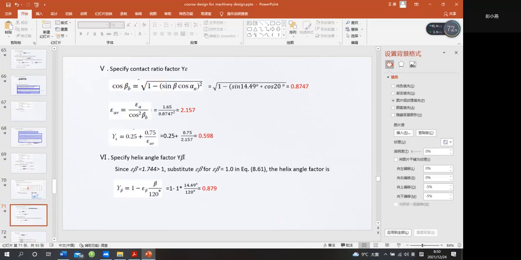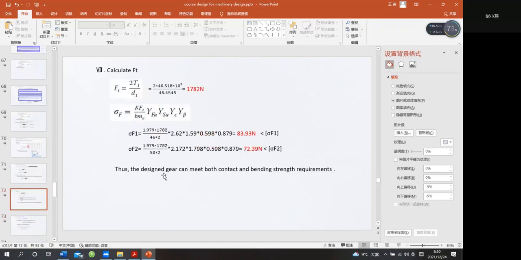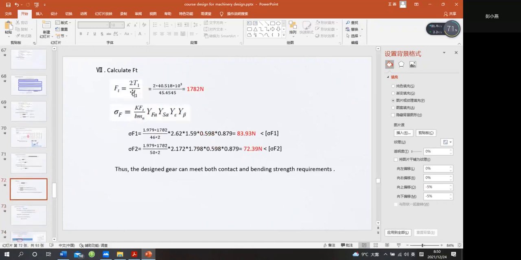Y beta. We have calculated epsilon beta first, and it is larger than 1. So we choose epsilon beta as 1 to calculate the Y beta, and then we calculate the value of Y beta. And then we should calculate the FT.